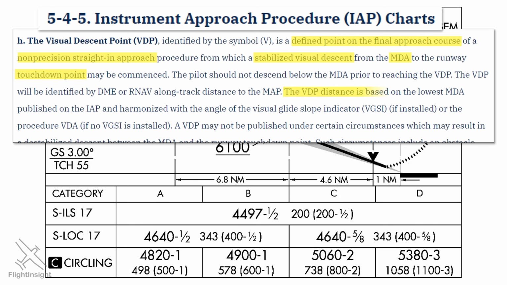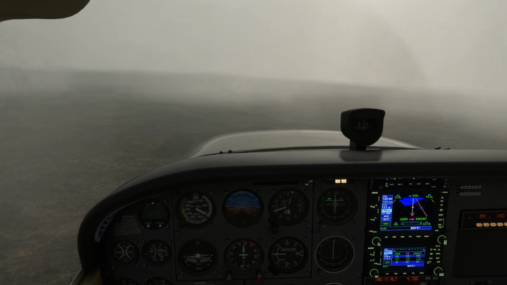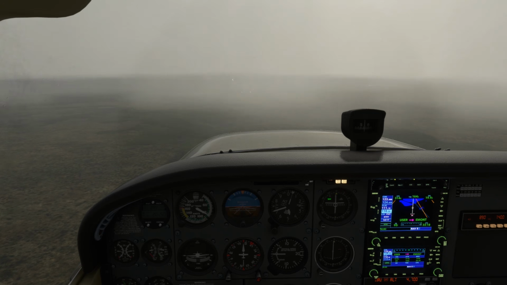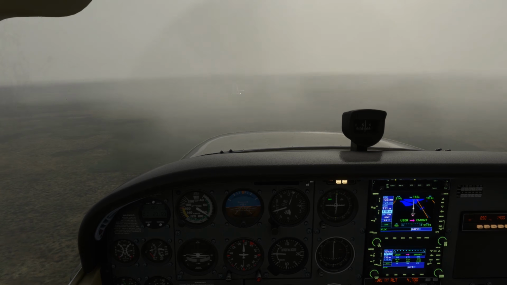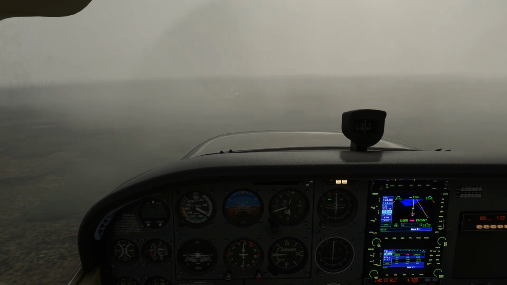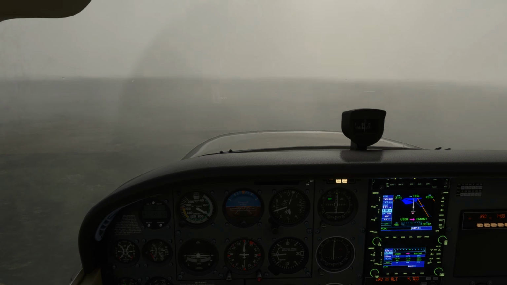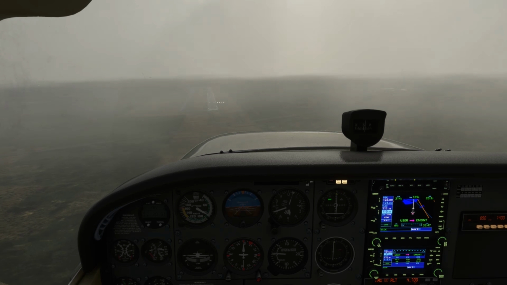The distance is based on the lowest MDA published on the plate, and is based on either the angle of the visual glide slope indicator, in other words the PAPI or VASI, or the VDA, the vertical descent angle of the approach. In plain English, it's the procedure designer's attempt to show you when to begin a descent from the MDA on a non-precision approach. Non-precision approaches carry a risk of either hitting terrain or obstructions because a descent rate is started too early, or overrunning a runway if a descent is started too late.